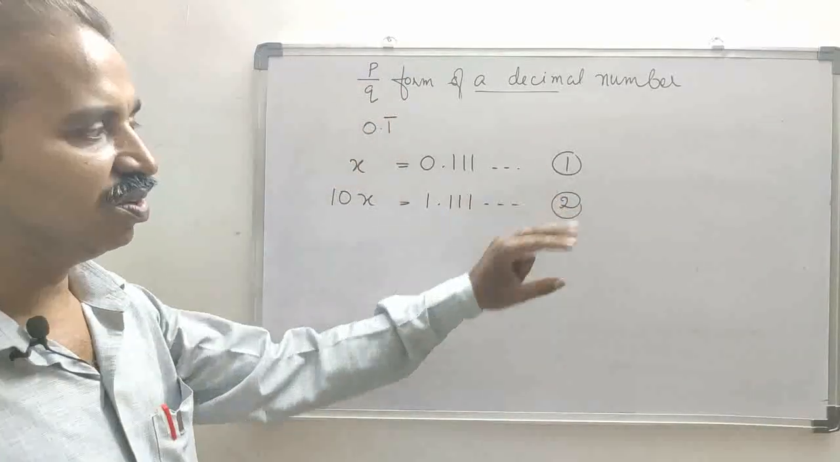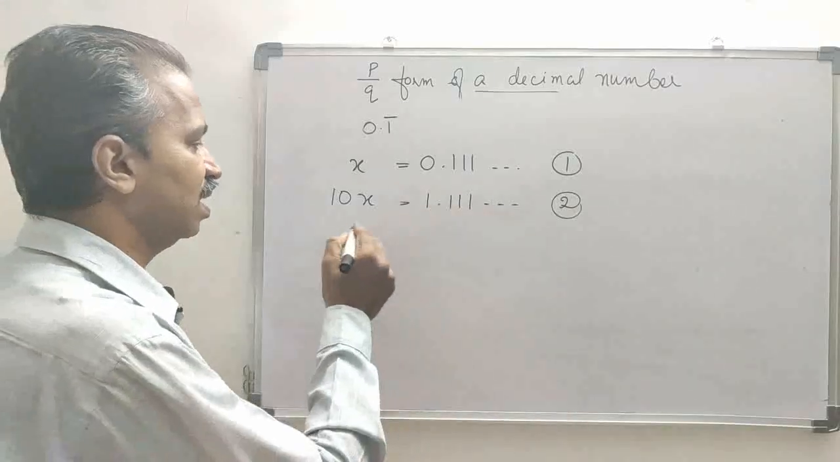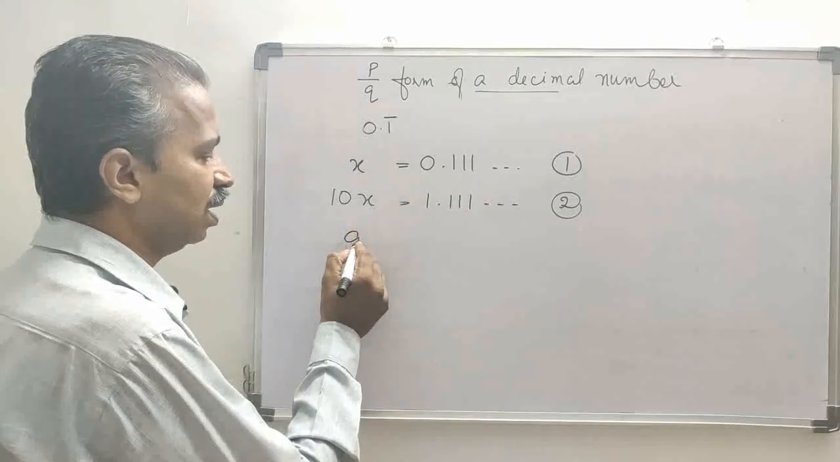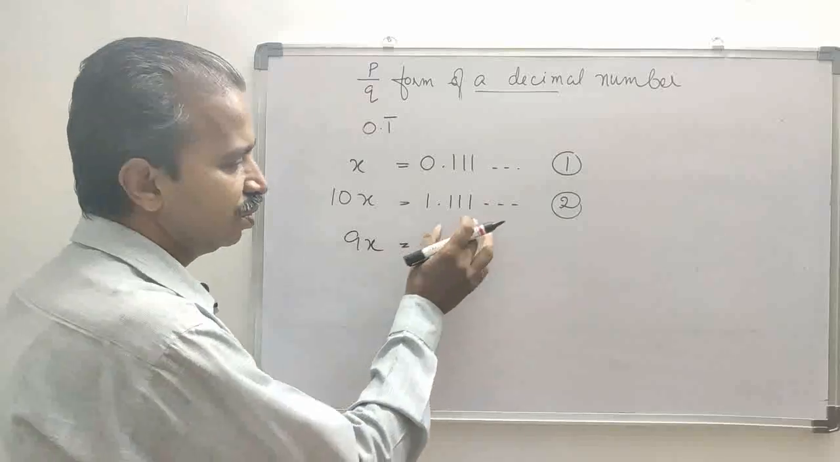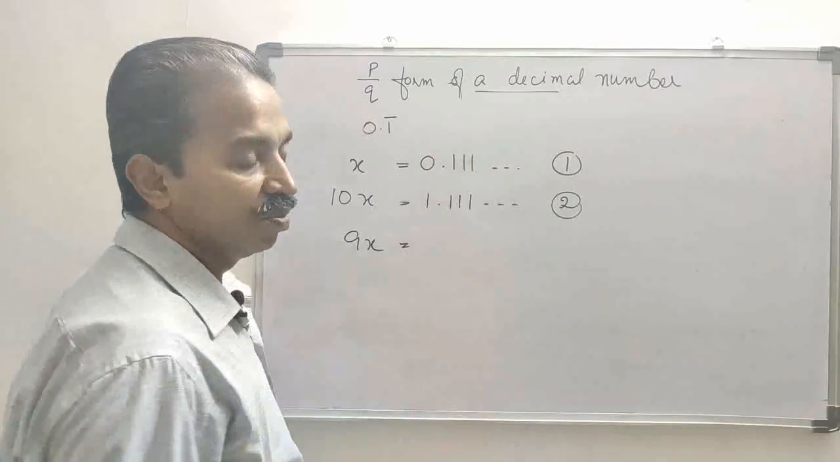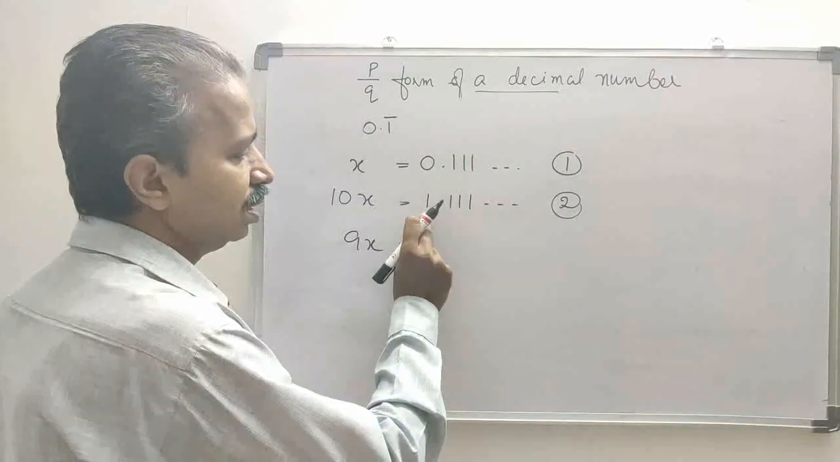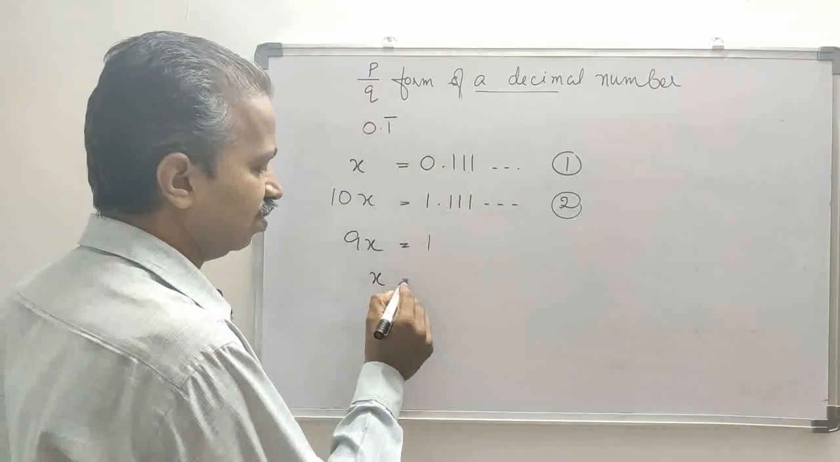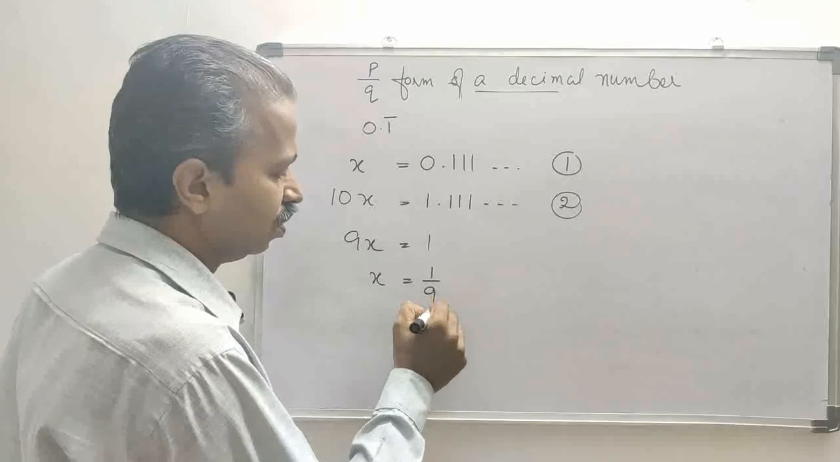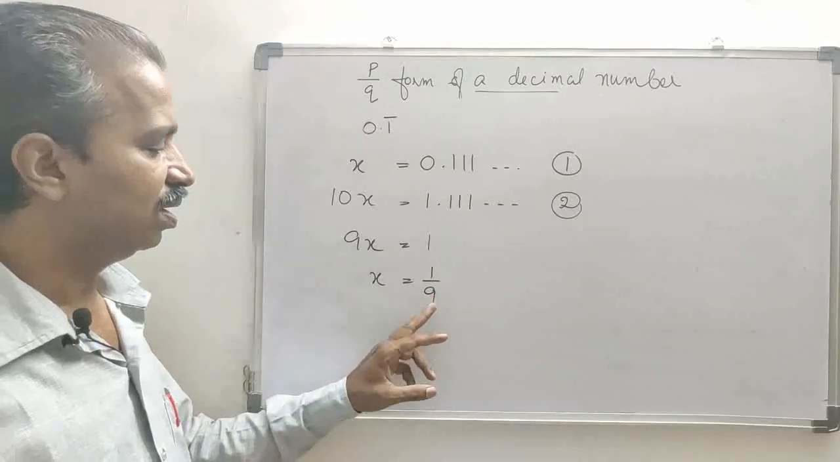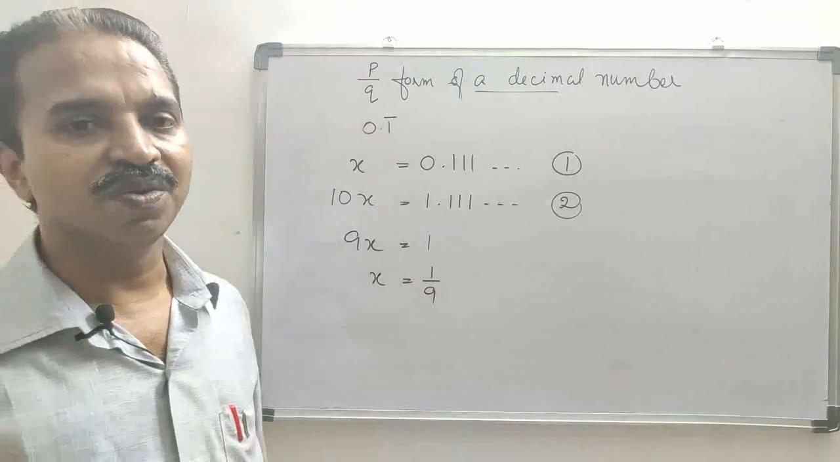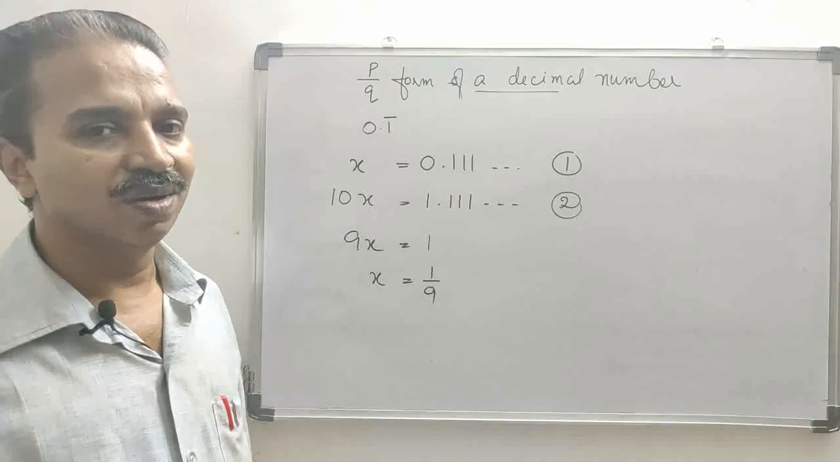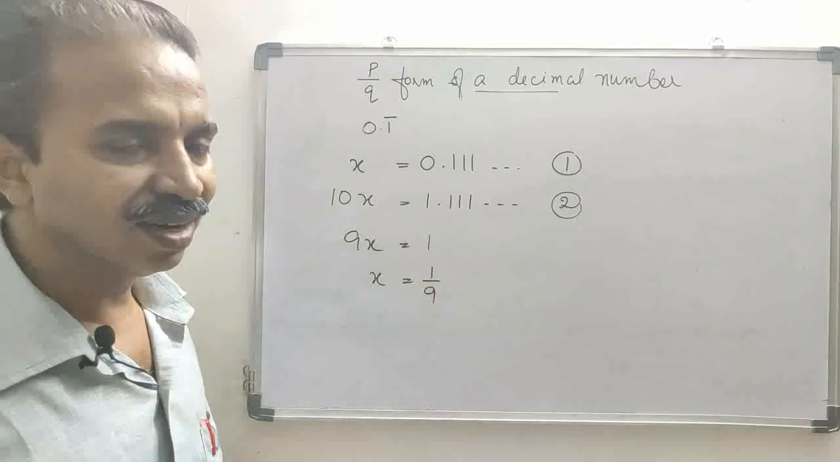Take this as equation number 2. Now subtract the first equation from the second one. 10x minus x, we get 9x is equal to, this decimal part will become 0. The integer part is 1 minus 0, which is 1, therefore x is equal to 1 upon 9. So this 1 upon 9 is the P upon Q form of 0.111 etc.